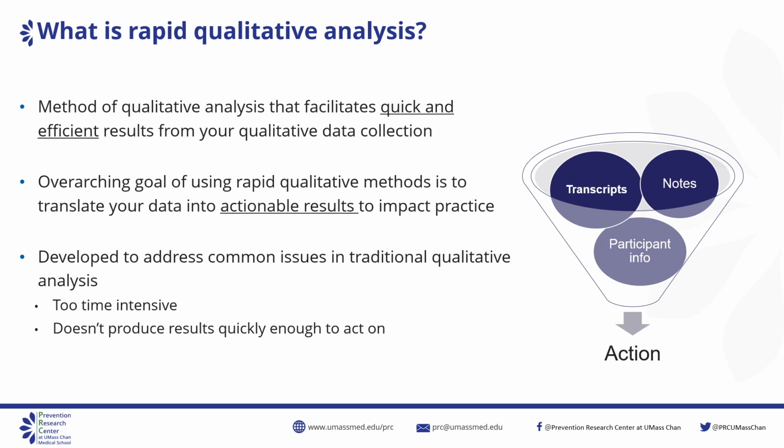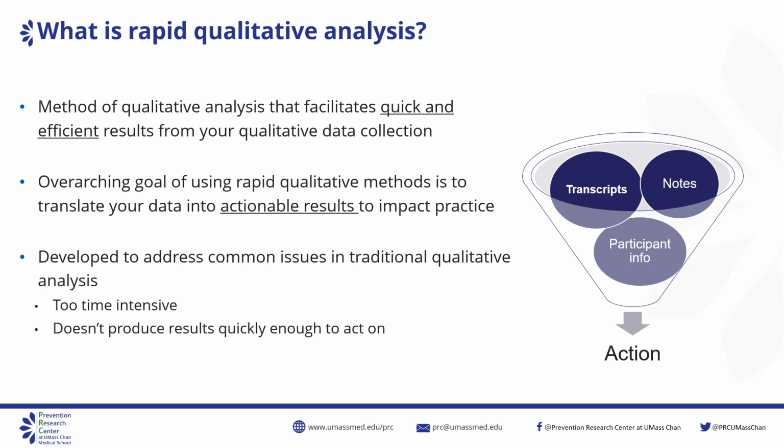All right, so I will take over and get started with a little bit of background on what rapid qualitative analysis is. Rapid qualitative analysis is a type of qualitative analysis which is quick and efficient. The goal of this method is to translate qualitative data into actionable results. In general, I like to think about qualitative methods sort of as a funnel. You'll have notes, participant information, pages and pages of transcripts, and what you're trying to do is distill this all down using qualitative methods. But specifically with the rapid methods, you're trying to distill this all down into something that's actionable.